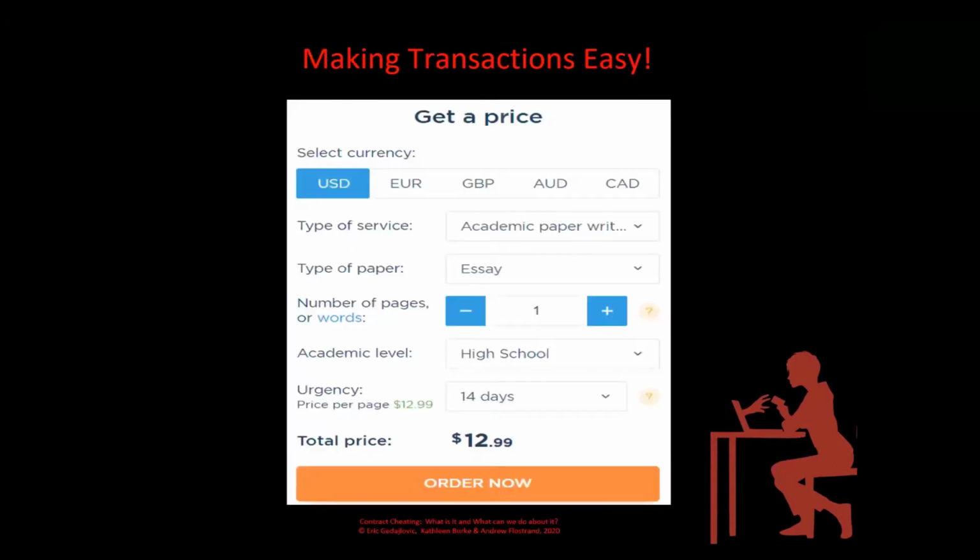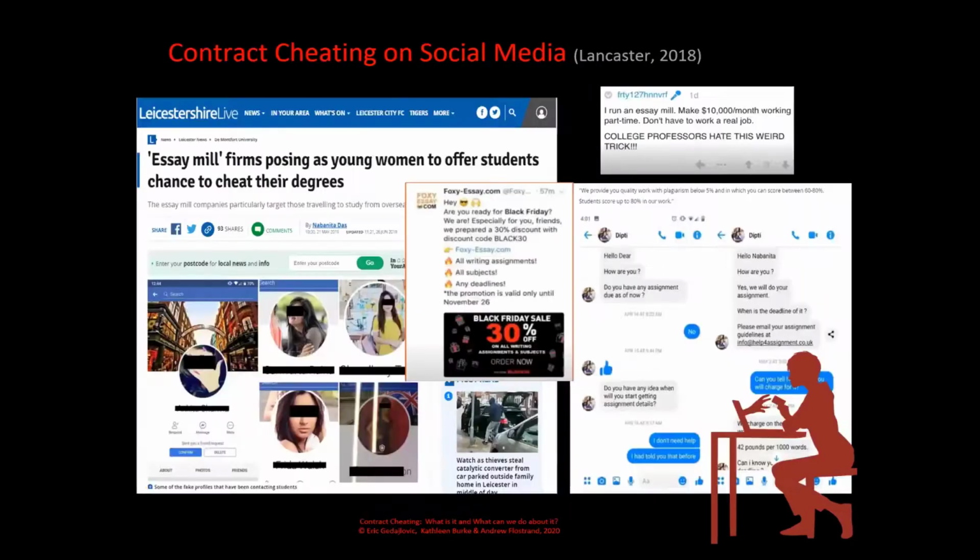They also make the transaction super, super easy. Pick your currency, pick your type of service. You want an admissions essay, you want an admissions profile, you need someone to write an exam for you. Pick the type of service from the drop-down box. Pick the number of words, the level that you need it for, and how soon you need it. They can actually provide essays that aren't too long within 6 hours. So much for the safety of take-home exams.